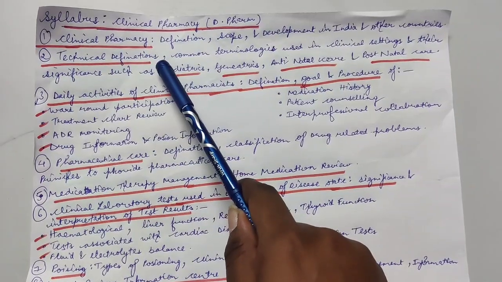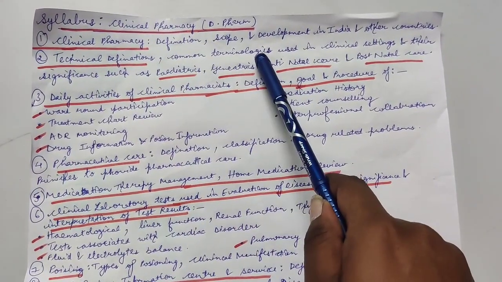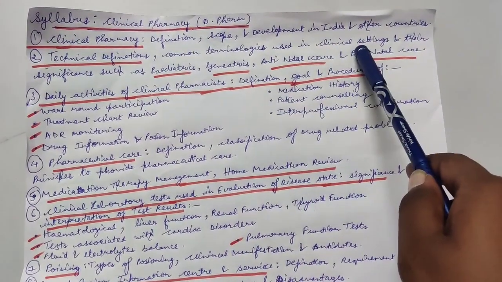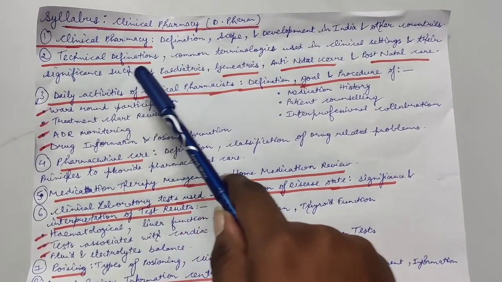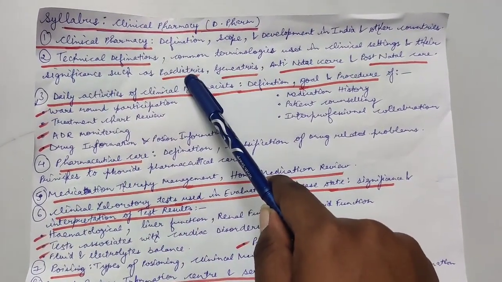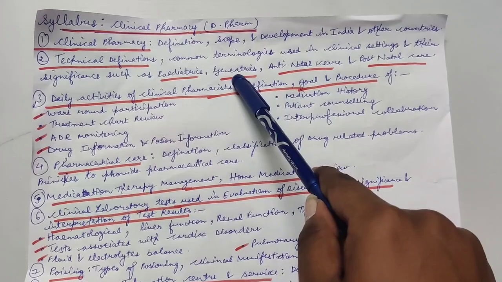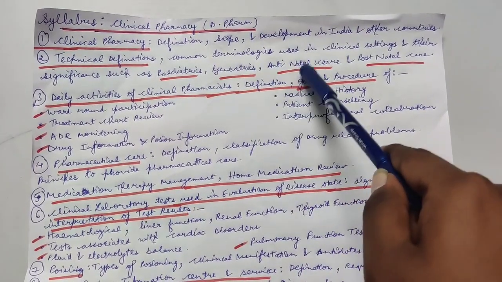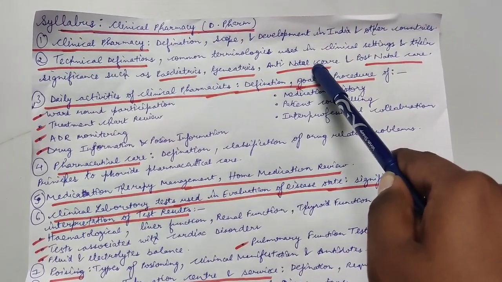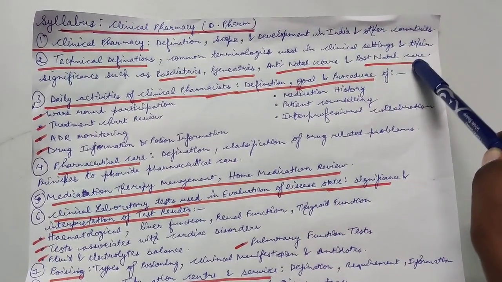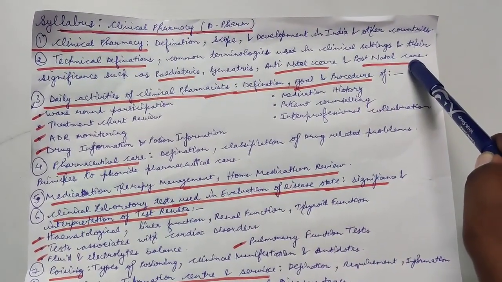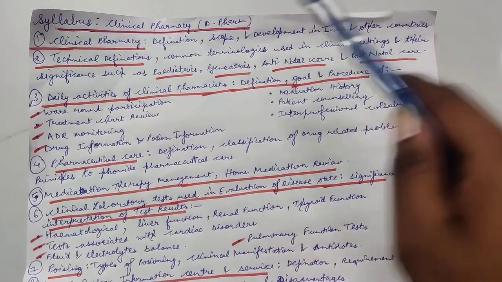Second, technical definition, common terminologies used in clinical setting and their significance such as pediatric. Pediatric is children's. Geriatric is elderly patient. Antenatal care is the care during the pregnancy, and postnatal care is after the baby is born, the care of the baby and the mother.